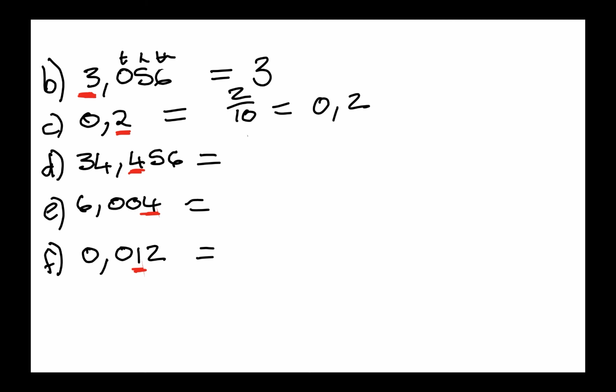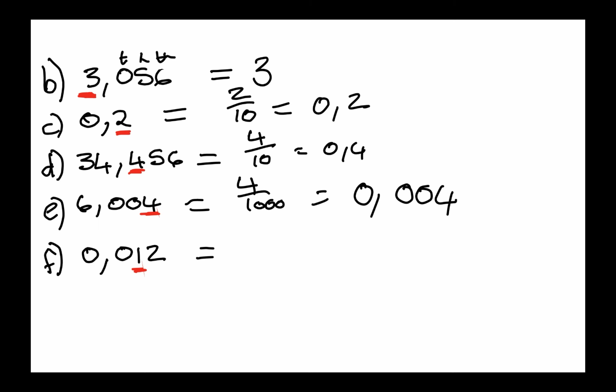Okay, then the next one, the 4 is also in the tenths position. So that will be 0,4. This 4 is in the thousandths position, so it will be 4/1000. And if I write it, it will be 0,004. That 1 is in the hundredths position, so it's 1 over 100. And I can also write it as 0,01. Okay, so that is when you have to tell them the value of a specific number.